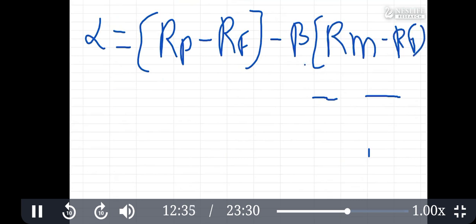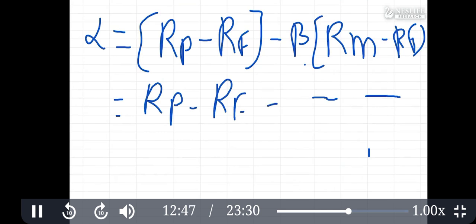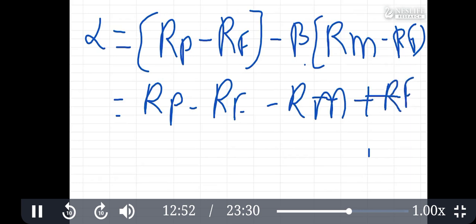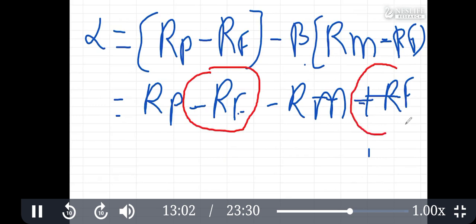If beta is 1, then what will it look like? Return of portfolio minus return of FD. If it is 1, then we can take it directly like this. And this will become return of portfolio because this minus minus will become plus. So this is a minus here. What will happen? This and this will get cancelled, and what remains is only portfolio return minus market return. And this is what sometimes people call alpha.